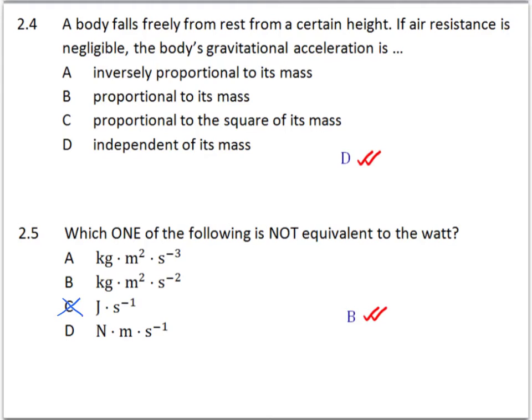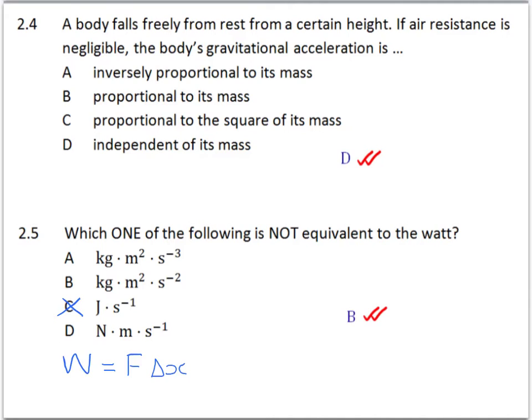Let's look at option D. A Newton times a meter is actually equivalent to the joule. And the easiest way to see that is through the formula W equals F delta X. I'm leaving out the factor of cos theta here. This is your formula for work.